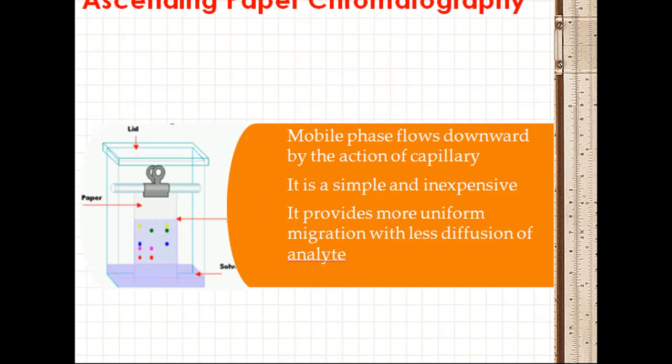Ascending paper chromatography. In this type of chromatographic technique, the solvent front travels in the upward direction on the paper by the action of capillary action. The solvent reservoir is at the bottom of the beaker. The paper tip with the sample spots just dips into the solvent at the bottom, in such a way that the spots will remain above the solvent.